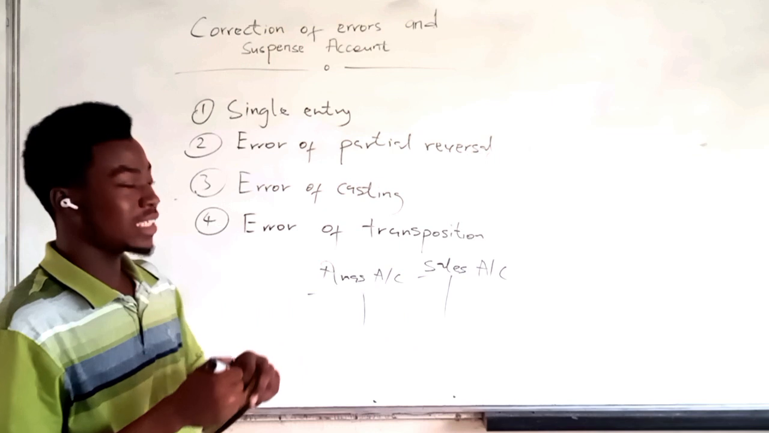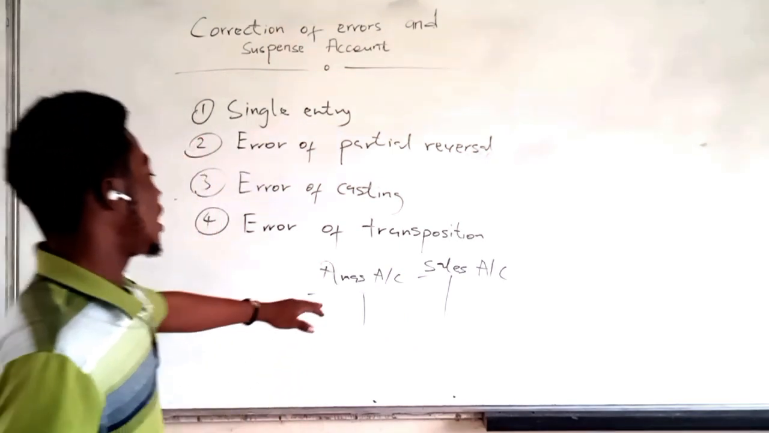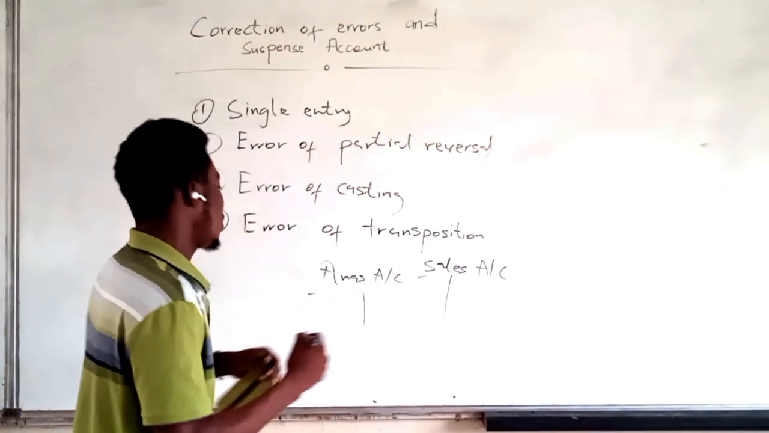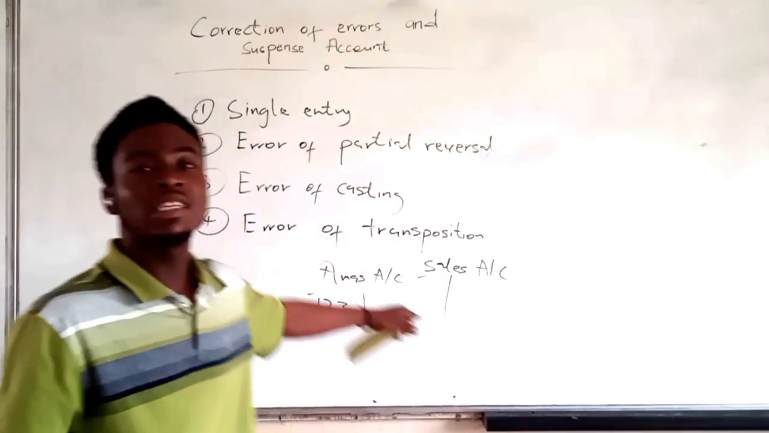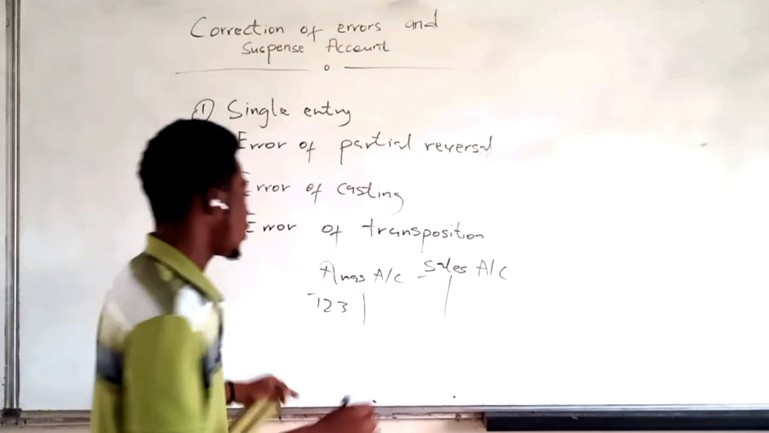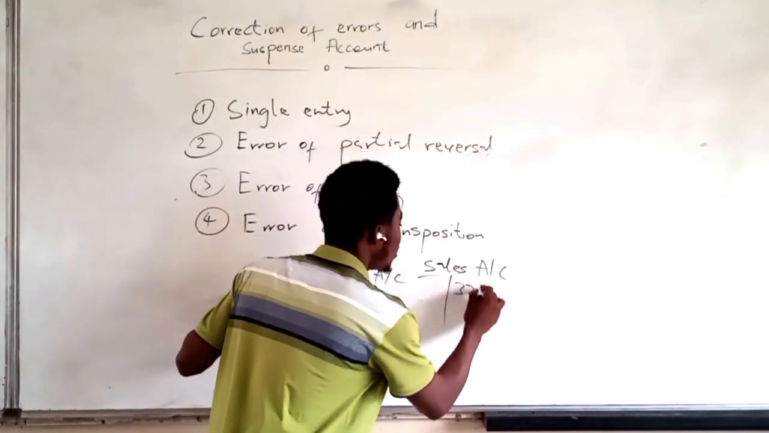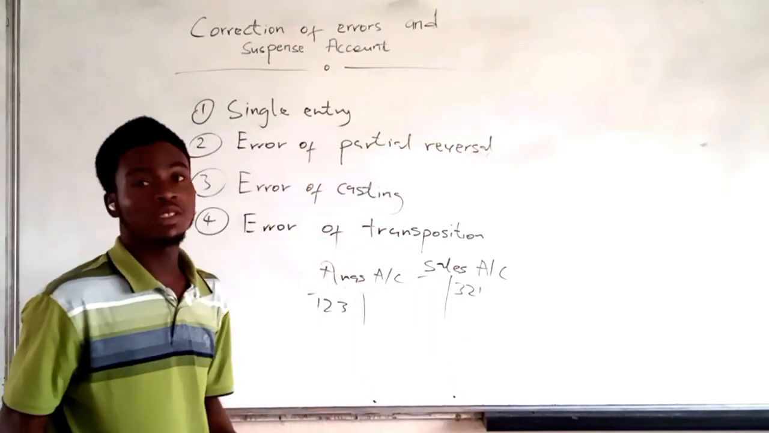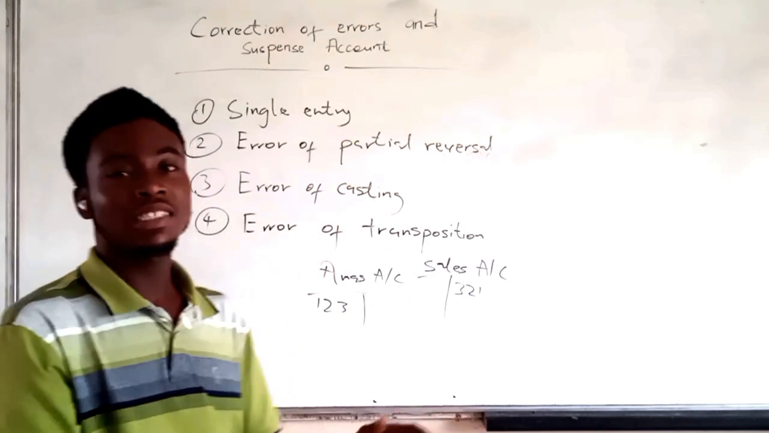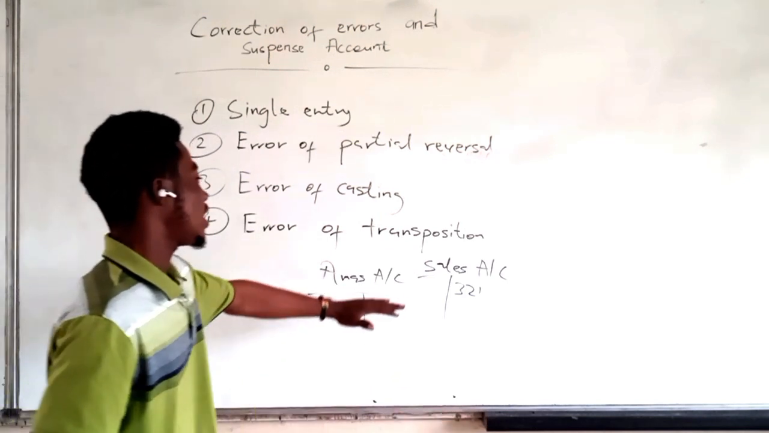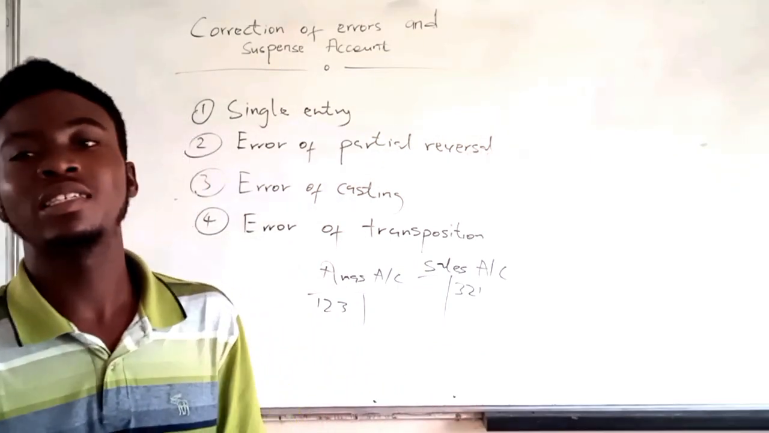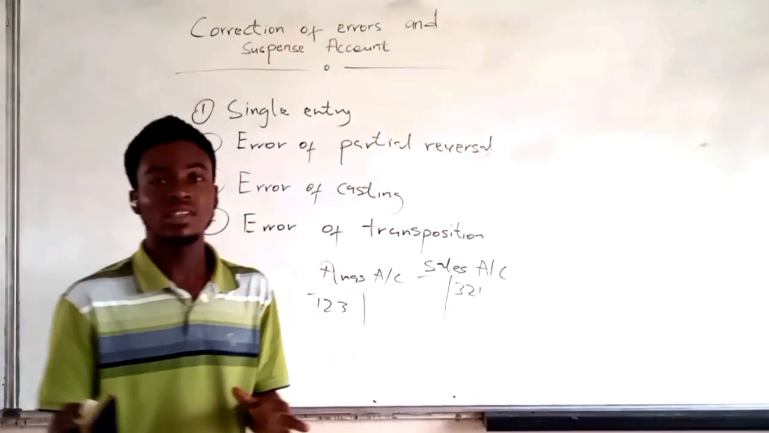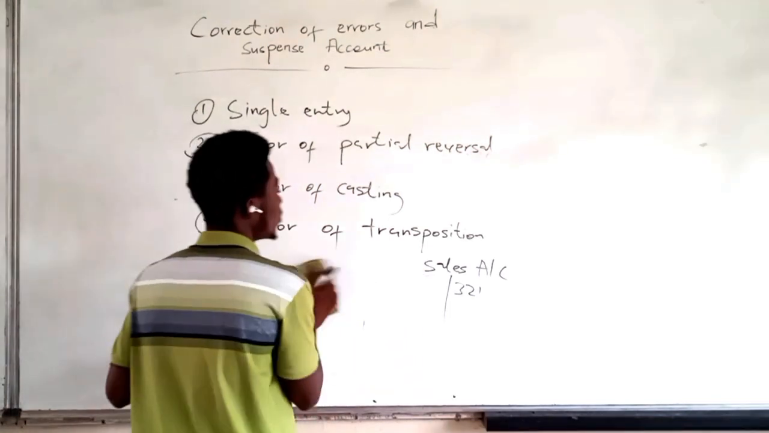So a transaction was made and you are supposed to debit Amex account with 123 and credit sales account with the same amount. But we credited sales account with 320. This is an error of transposition; we transposed the figures. So when an error like this occurs, the trial balance is not going to agree. You get it? So let's go on to the errors.